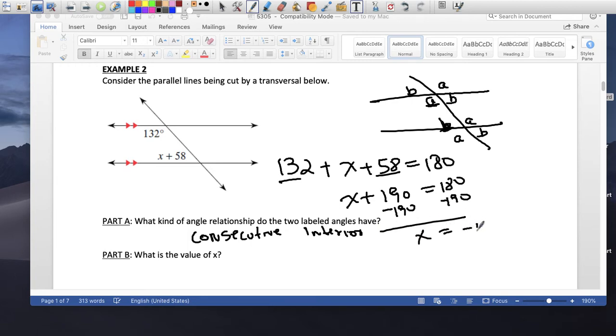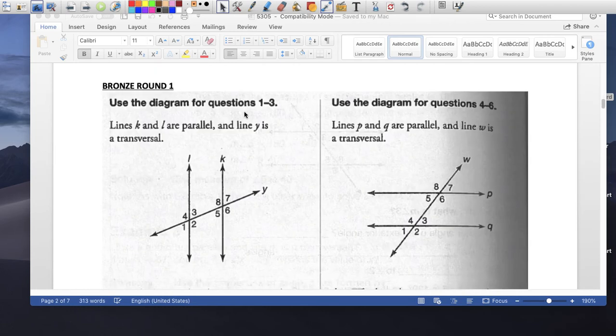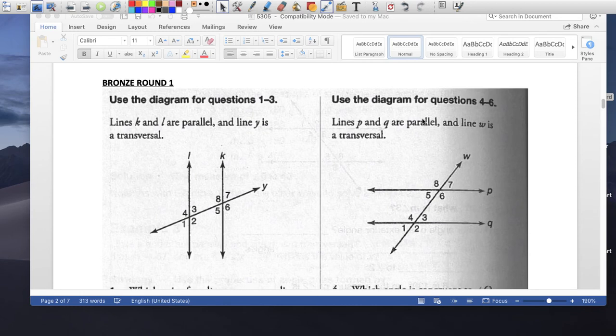Use a diagram below for questions 1 through 3. All right, so which pair of angles are corresponding? So if you look at it, who's corresponding? Well, let me go back here. Corresponding is 1 and 5, 2 and 6, 4 and 8, 3 and 7. Is 1 and 2 corresponding? No. 2 and 5? No. 1 and 3? They're vertical. And 3 and 7? 3 over here and 7, right? That's the one we want.